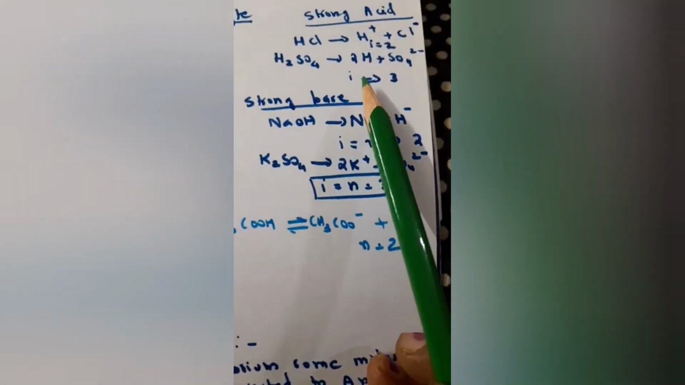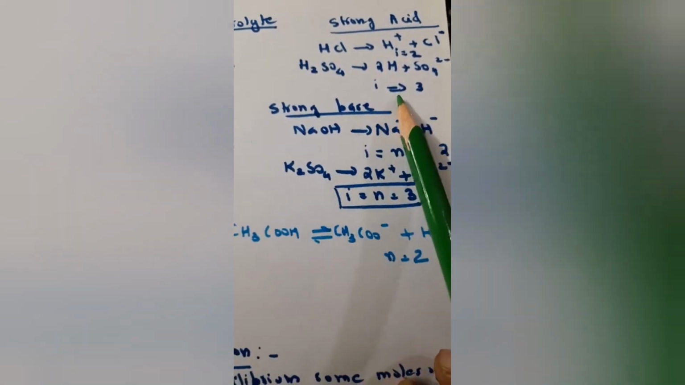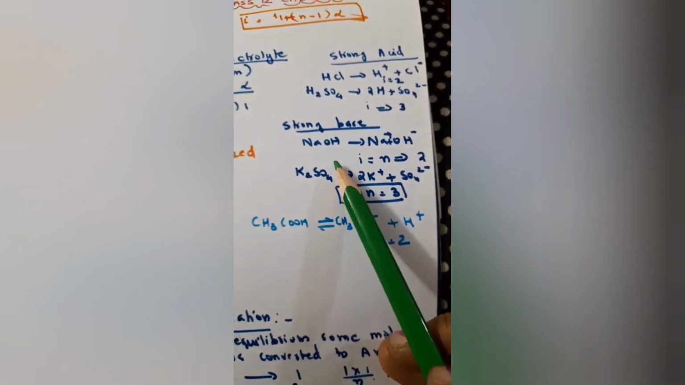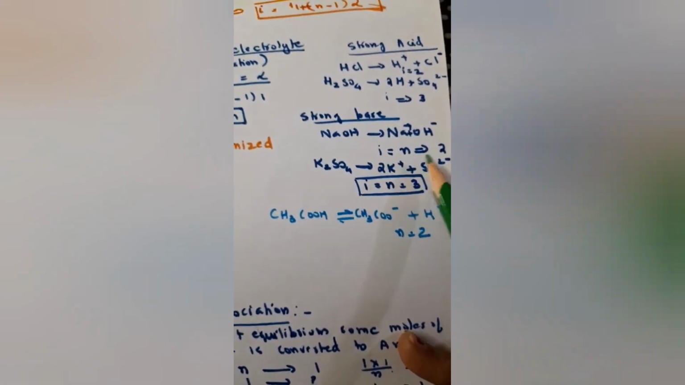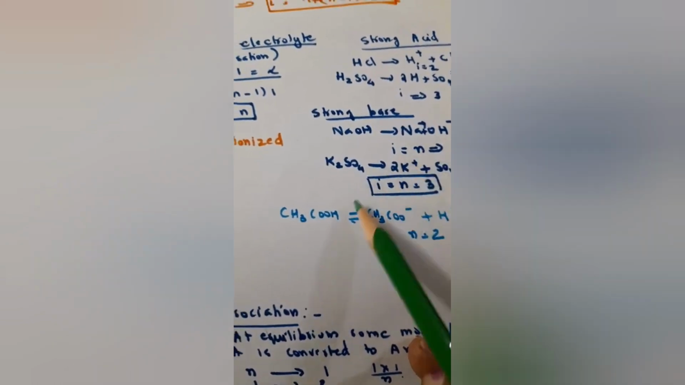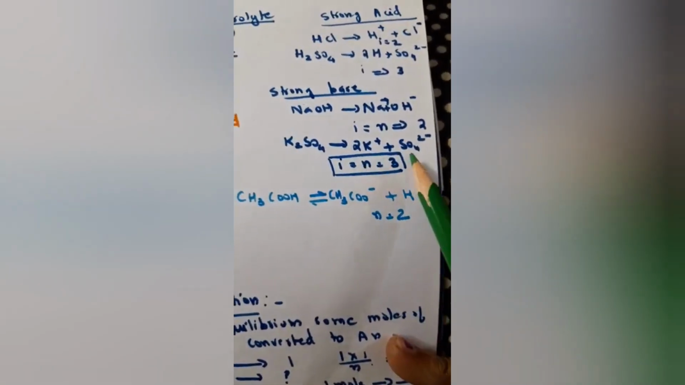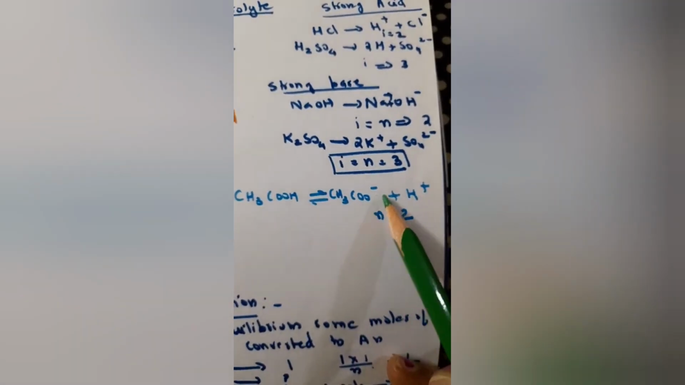For H2SO4 it dissociates into 2H plus and SO4 2 minus. So 2 plus 1, 3 moles are there, i is equal to 3 because i is equal to n. Now for the case of strong bases, NaOH dissociates into Na plus and OH minus, i and n will all be equal to 2. For K2SO4, 2 K plus and SO4 2 minus, 2 plus 1, 3 moles are there. CH3COOH gives CH3COO minus and H plus, 2 moles are there, so n is equal to 2.